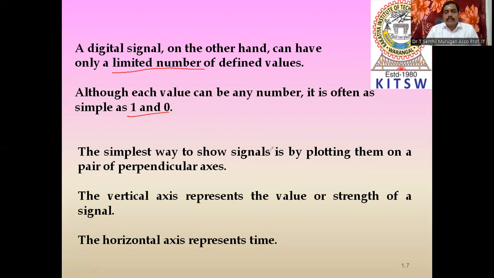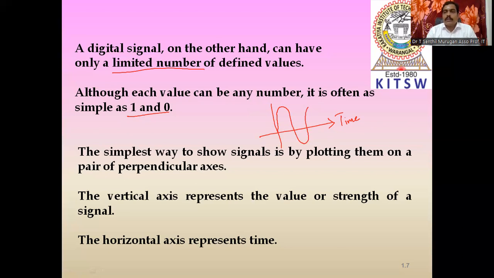The simplest way to show a signal is by plotting it on a pair of perpendicular axes. The vertical axis represents the value or strength of the signal, and the horizontal axis represents the time. So the horizontal axis represents time, and the vertical axis represents the strength of the signal, that is, how high the value is going up.